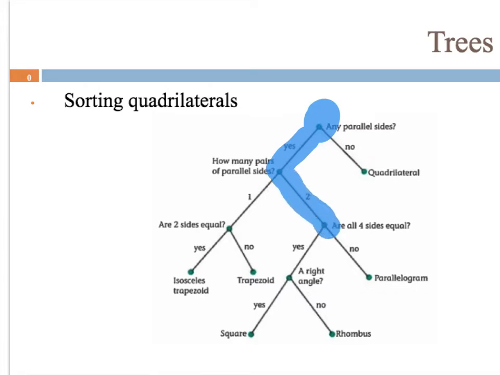If there is one, we just have some kind of trapezoid. And are all the sides equal? If no, then we go to a parallelogram, but a rhombus would say yes. Are they at a right angle? If they were, we'd say a square, but no, that would create a rhombus.